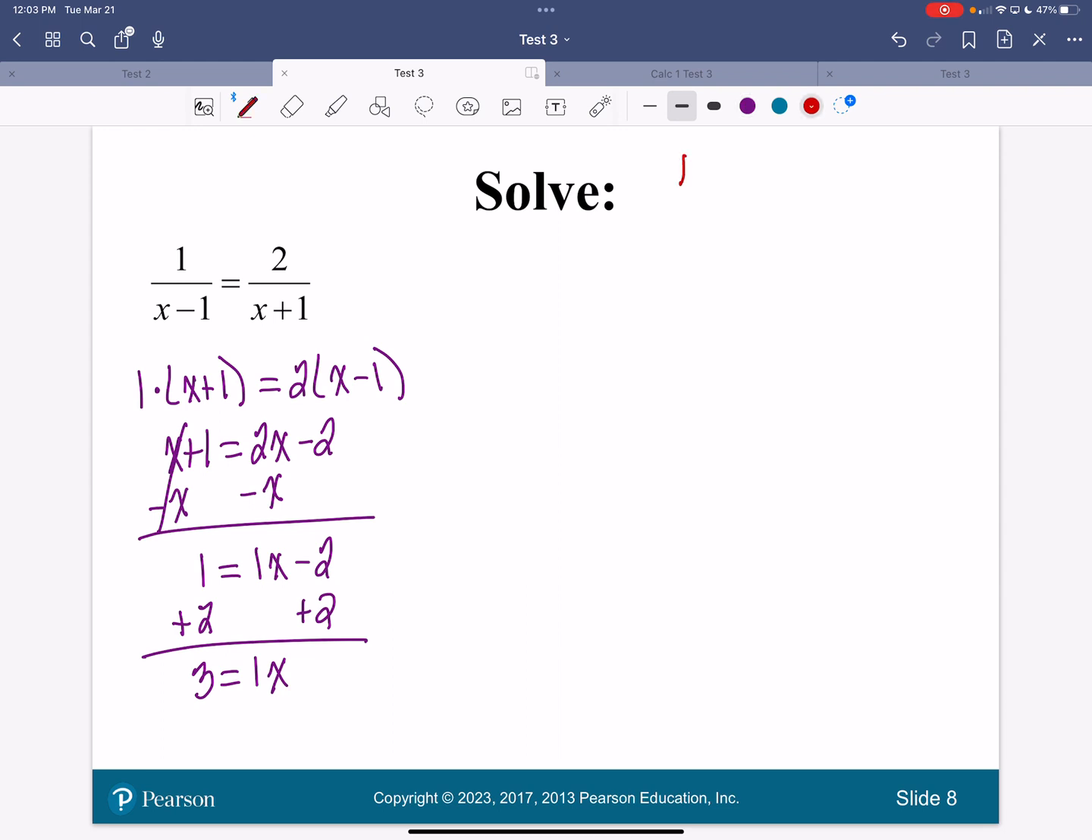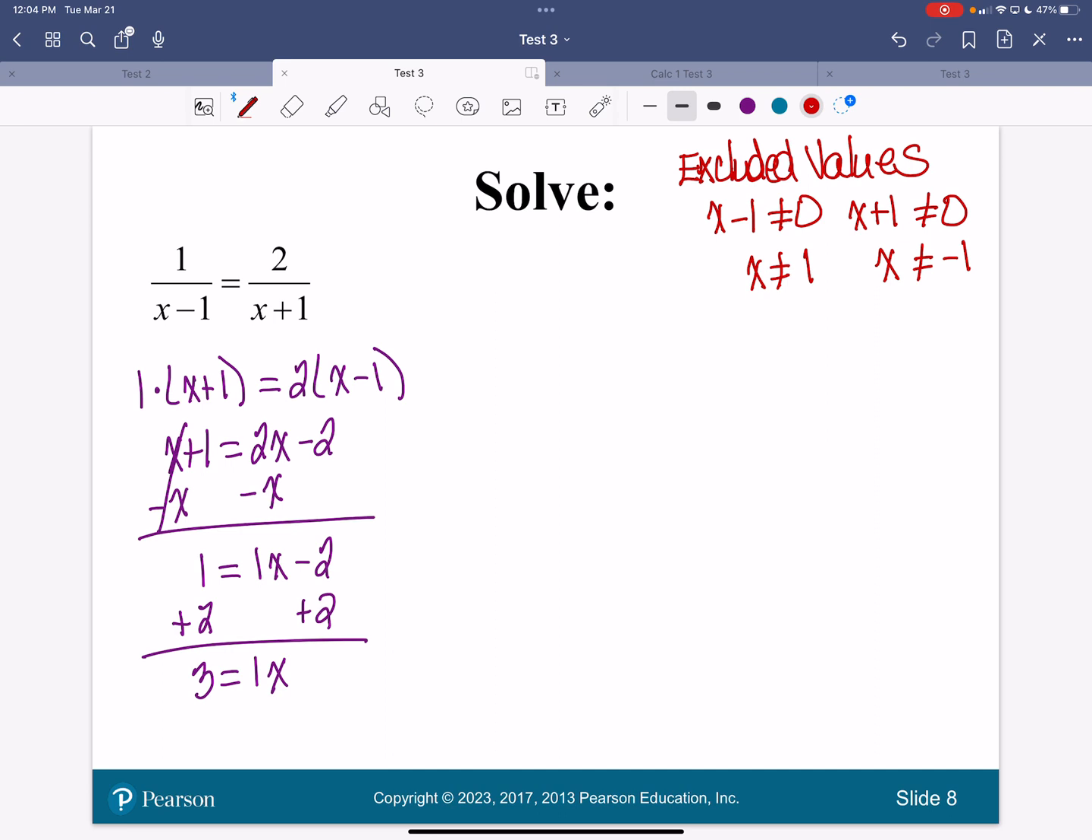Now, we did not talk about excluded values on this one. Okay, so I need to think about excluded values. Just because I can use cross multiplication here does not mean I don't need to think about excluded values. So I've got 2 different denominators. Both of them have a variable in them. So I need to figure out excluded values for both of them. So I have x minus 1 cannot be 0, and I have x plus 1 cannot be 0. Okay? So what is it that x cannot be? Good. X cannot be 1, and x cannot be negative 1.